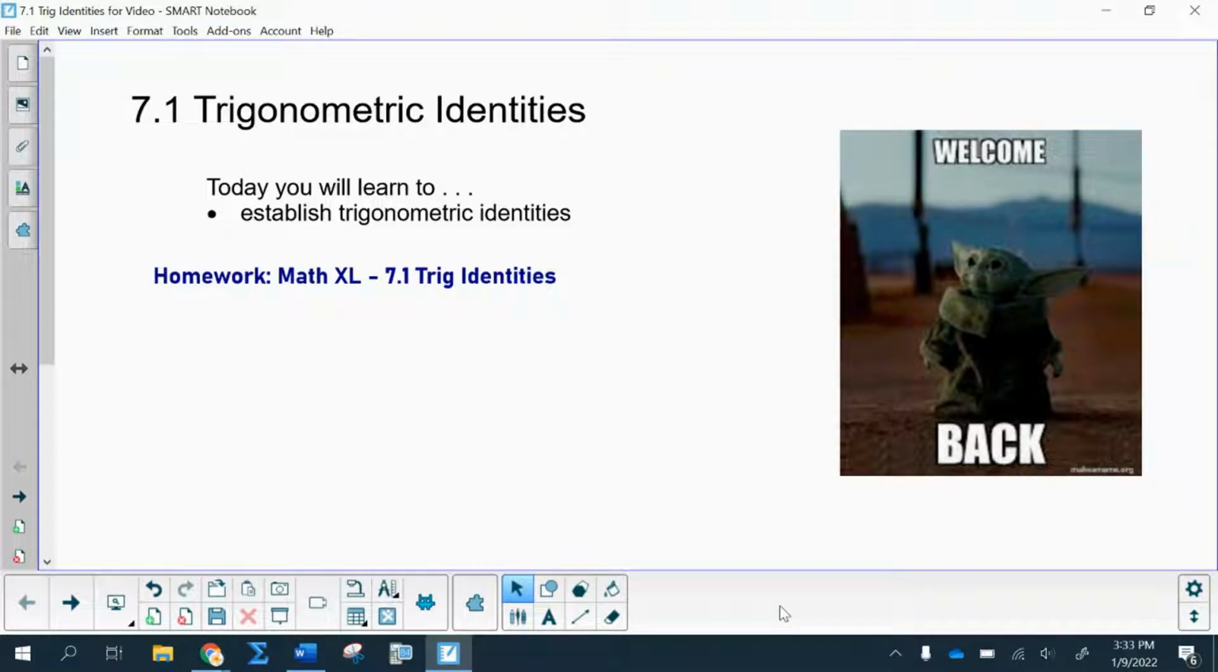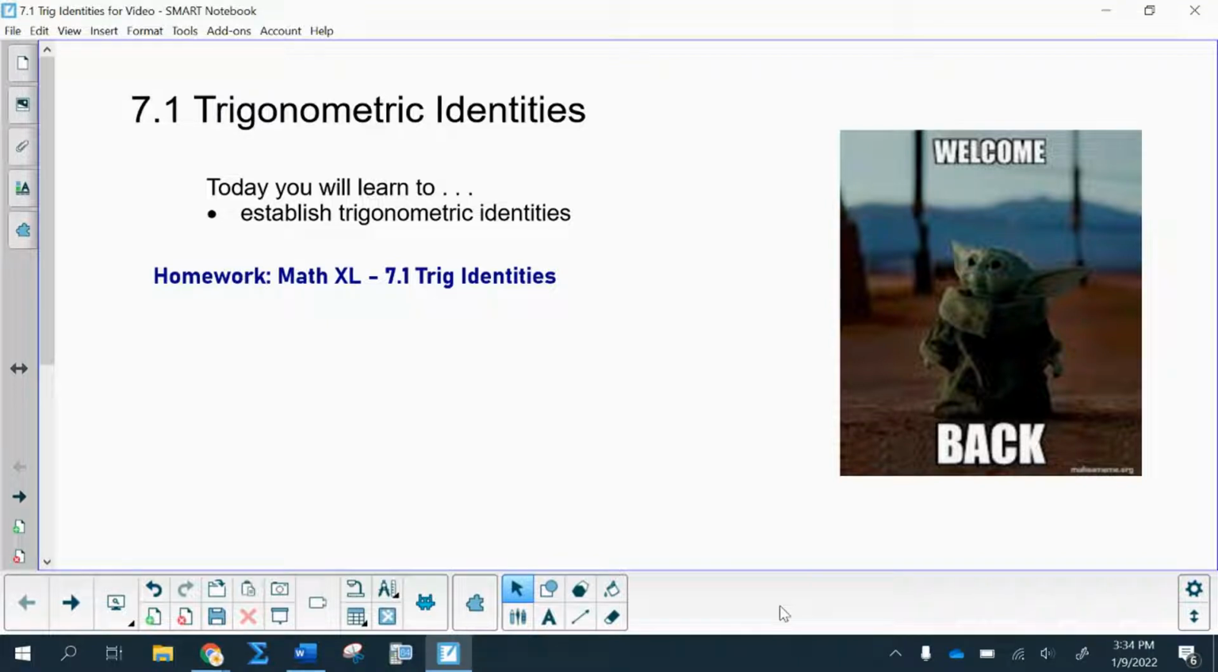So today, first day of Unit 6, which is Chapter 7 in your textbook. We're going to start with something that you've done in the past called Trigonometric Identities. So you did do these last year. They can be kind of complicated, but the more you practice them, the easier they'll get.